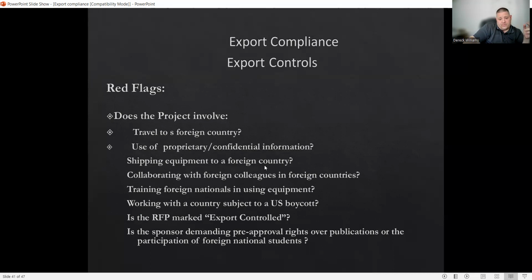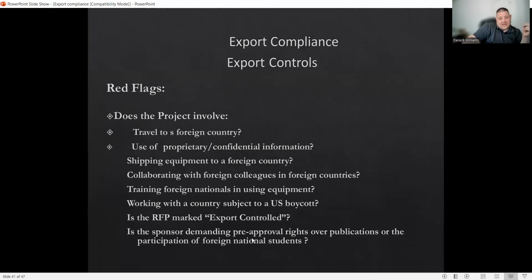Do you have to ship equipment to a foreign country? Do you have to collaborate with foreign colleagues in foreign countries? Are you training any foreign nationals on using any equipment? Are you working in a country subject to a U.S. boycott? Is the request for proposal marked or stamped export controlled? That one's a nice big red flag. If it's on a blueprint, it's usually a nice big box that says export controlled, listing whether or not it falls under the ITAR or EAR.